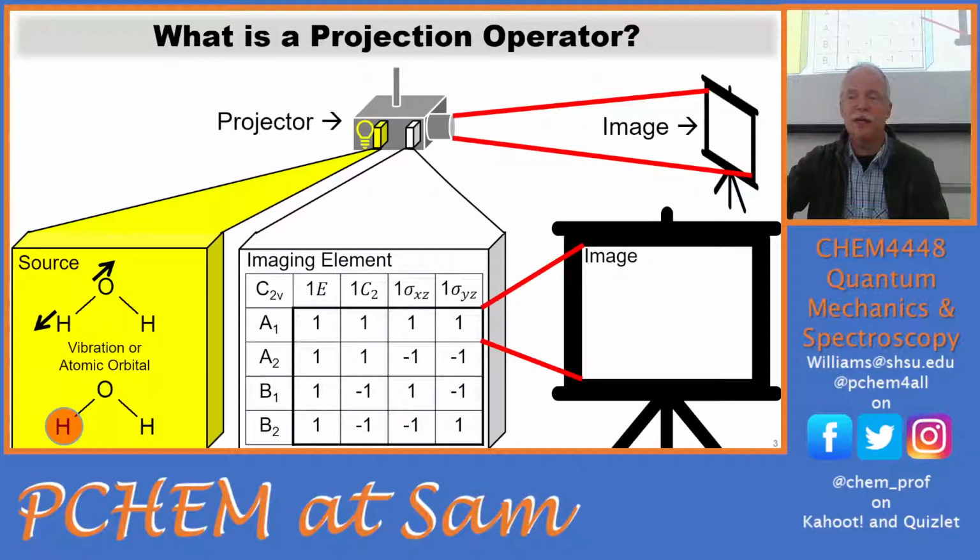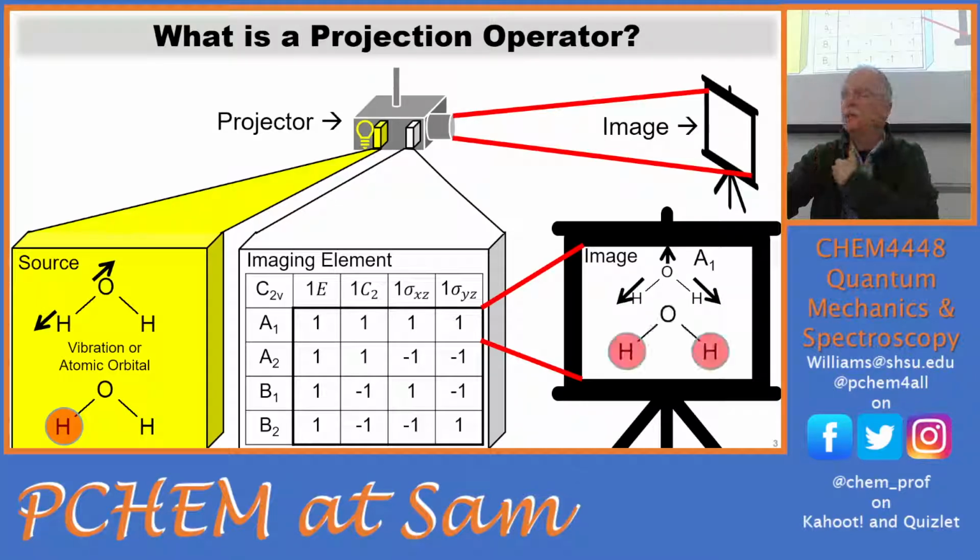And this is what we get for the A1 row. So if we take this source and project it through the A1 row of the character table, which is our imaging element, we get these two images. And so that's where the symmetric stretch comes from. By definition it has to be A1, because that's the row that gave us that arrow diagram. So this is an unambiguous way to get the stretches or the atomic orbital combinations, and you automatically know their symmetry because you used that row to generate them.